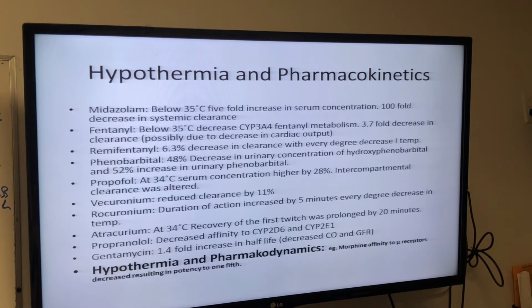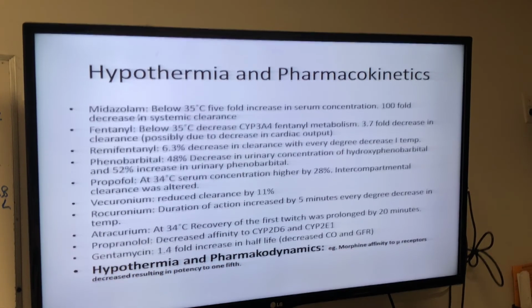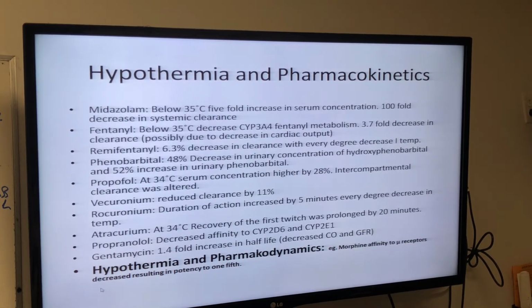Okay, hypothermia and pharmacokinetics. Basically, all of the medications are delayed in their metabolism, roughly by 25%, except morphine. Morphine has decreased affinity to the mu receptor, on top of the delayed metabolism. So you have to increase the morphine dose by 5 times.